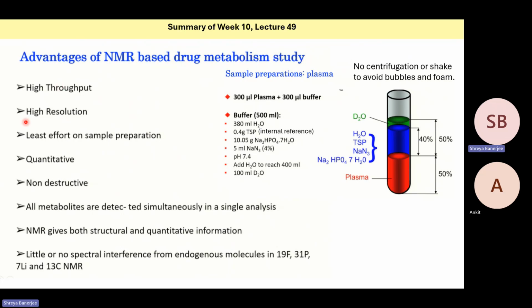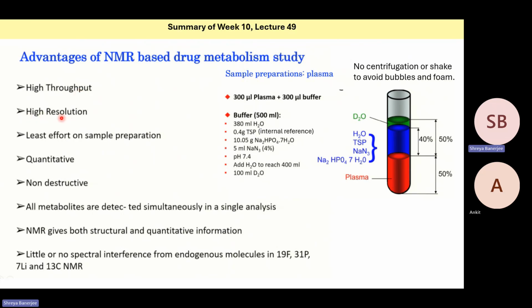Suppose you have 10 drugs, and you allow the drugs to undergo metabolism, and you find how each drug is metabolizing. You just have to take 10 NMRs, and each NMR takes a few seconds. So it's a high throughput method.